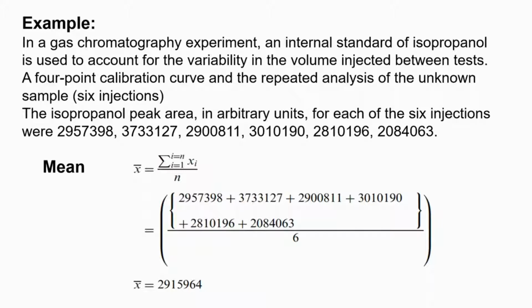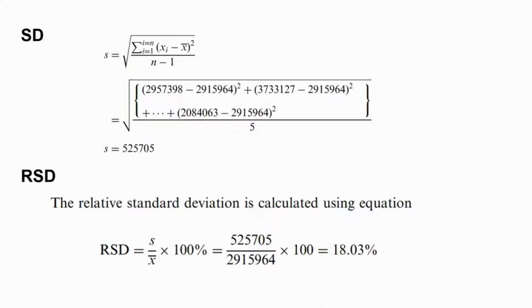So I have summed up all of these 6 different values and I have divided those with 6, the sum of those measurements with 6. So the number here below, 2915964, is actually the mean of all of these measurements. Whether this mean is good or bad, that's another discussion, and for more explaining of the reliability of these measurements, we need standard deviations and relative standard deviations.